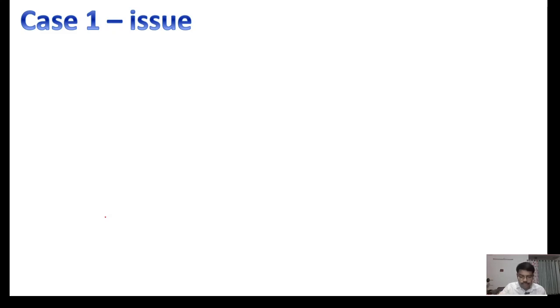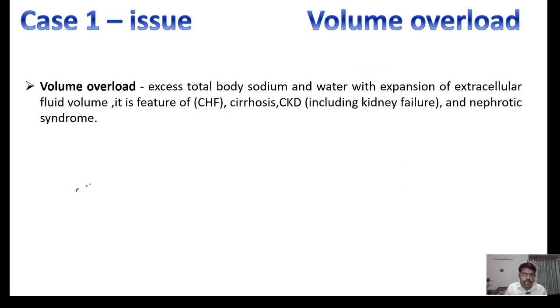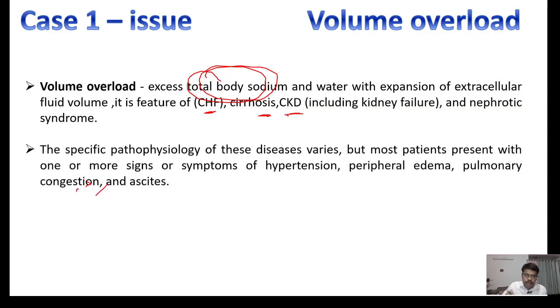The major issue in this patient is volume overload. So what is volume overload? It is nothing but excessive body sodium and water with expansion of the extracellular fluid volume, which can occur in cardiac failure, liver failure, CKD, or nephrotic syndrome. Even though the etiology might be different, the common pathophysiology leads to the same end spectrum, where the patient presents with all the signs of volume overload that you are aware of: pulmonary congestion, ascites, pedal edema, shortness of breath, fluctuating BP, especially high BP.